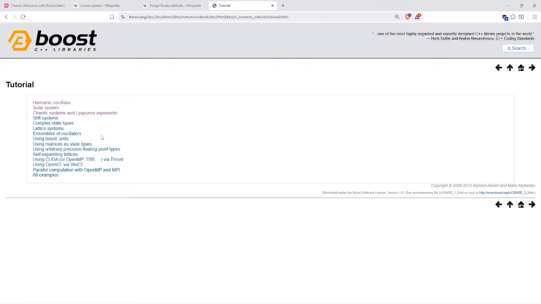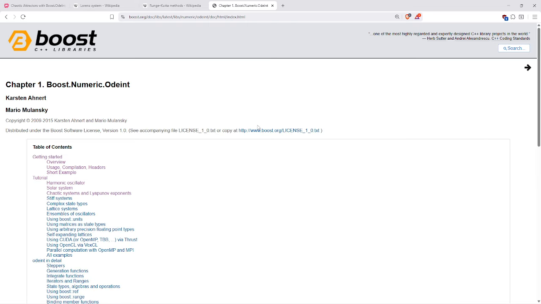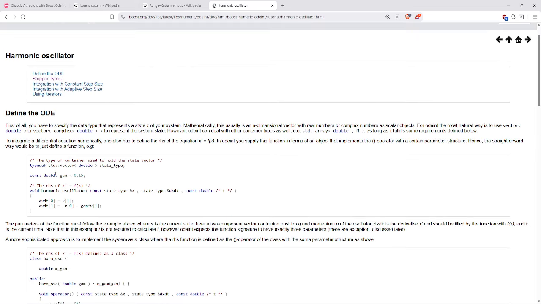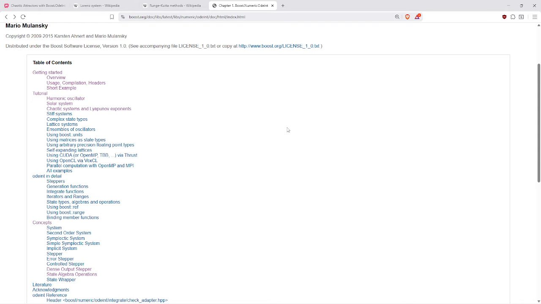Now, coming back up here, I recommend reading through these different examples that they have in their tutorial. We'll look at a couple in a second as code. One of the things that makes this library flexible is that we saw in that one example for the harmonic oscillator that the state type was a vector of double, but it could also be a std::array of double, or it could be an indexable type from some other library. It could be your own data structure and whatnot.